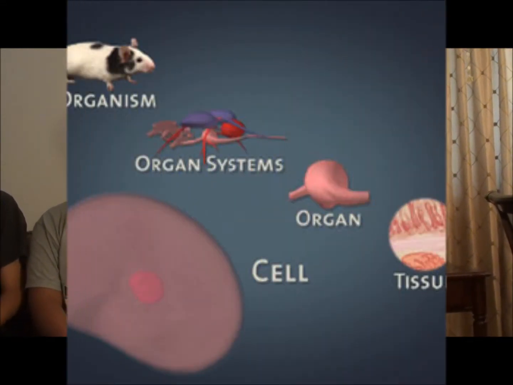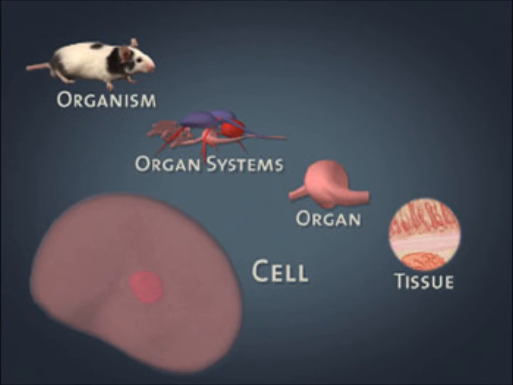So, every organism has levels of organization. The cells form together to make tissue with a specific function. The organ system performs a major function in the organism. These are the levels of organization.